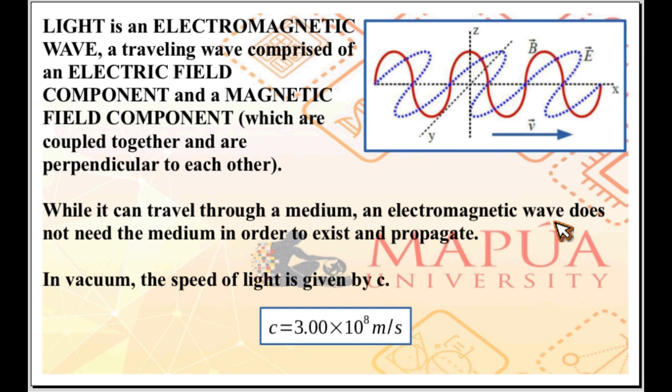Light or the electromagnetic wave does not need a medium in order to exist and propagate. Unlike a mechanical wave, which cannot exist and propagate without a physical medium, an electromagnetic wave does not need the medium. In vacuum, light has a speed given by c. The speed of light is c equal to 3 times 10 to the 8 power meters per second in vacuum.